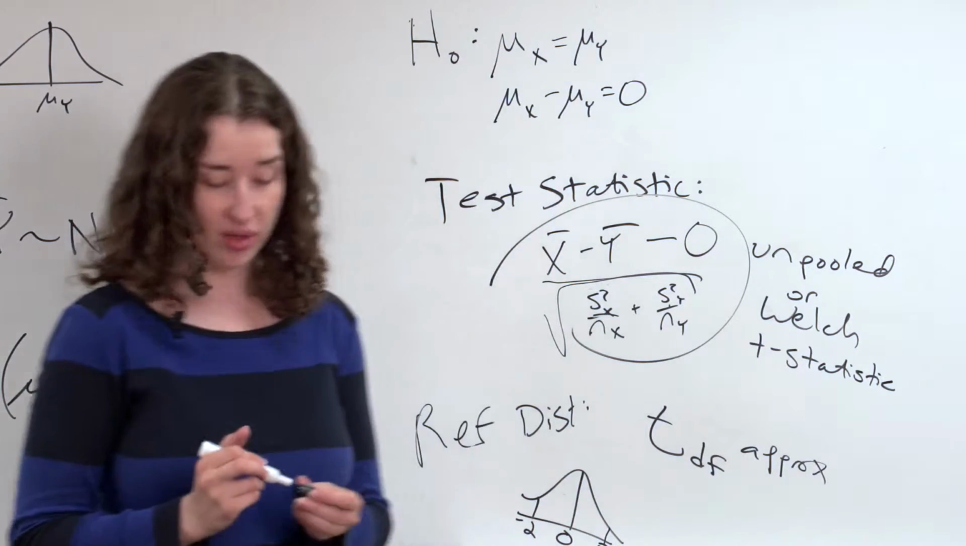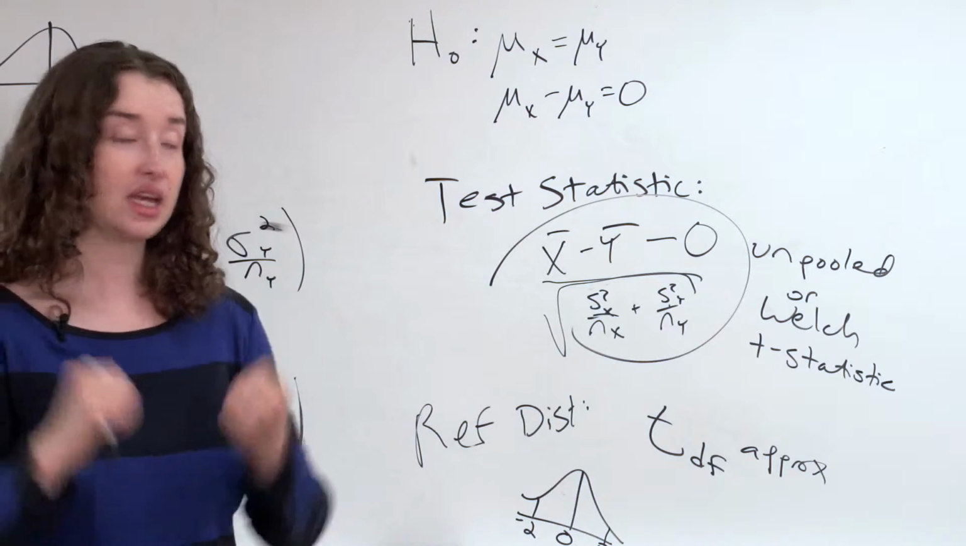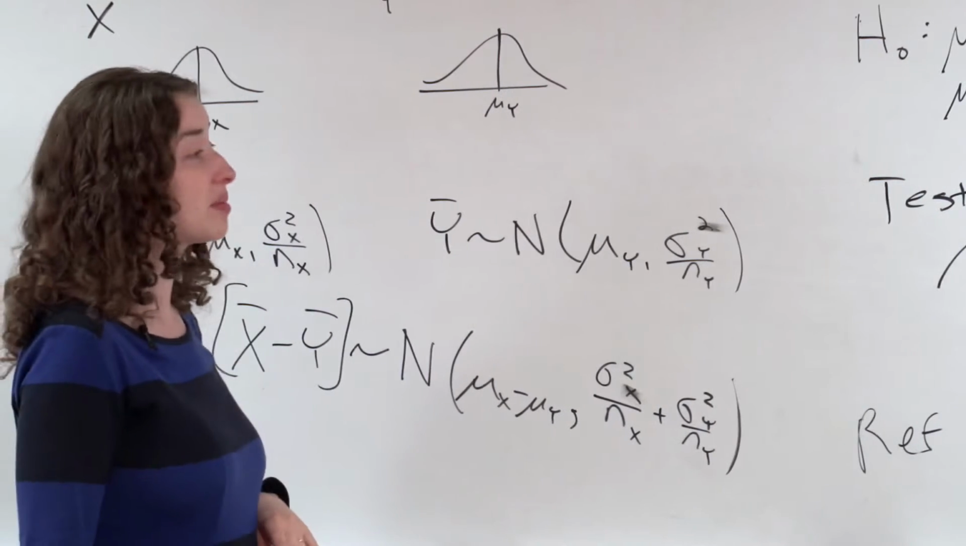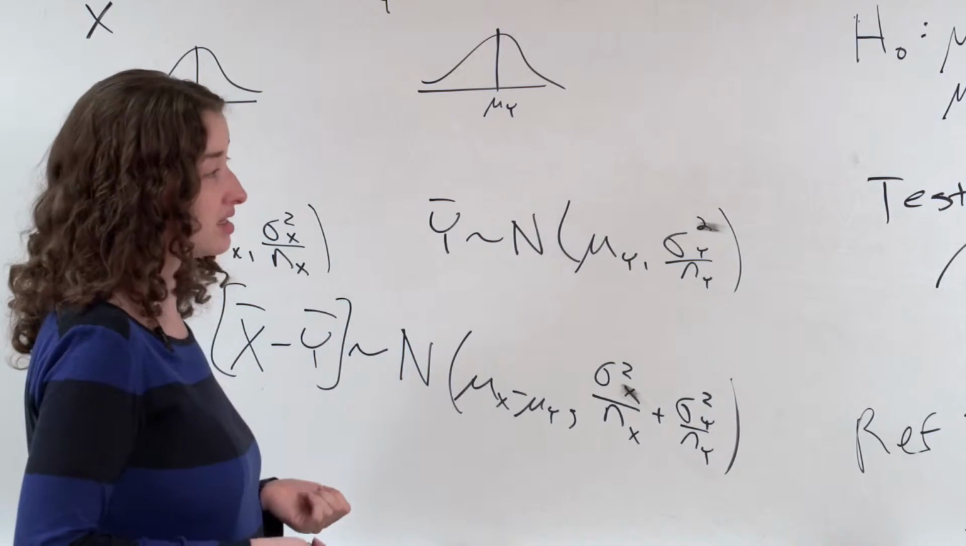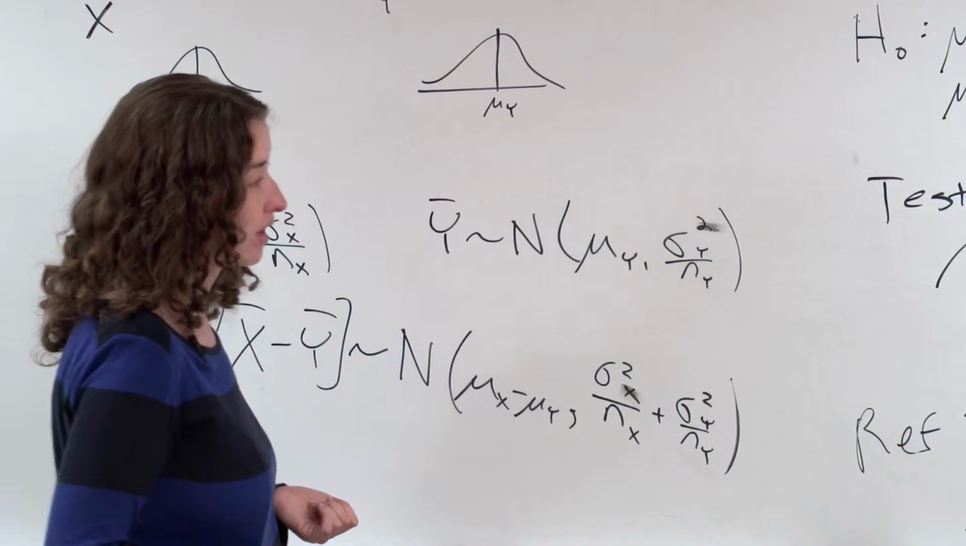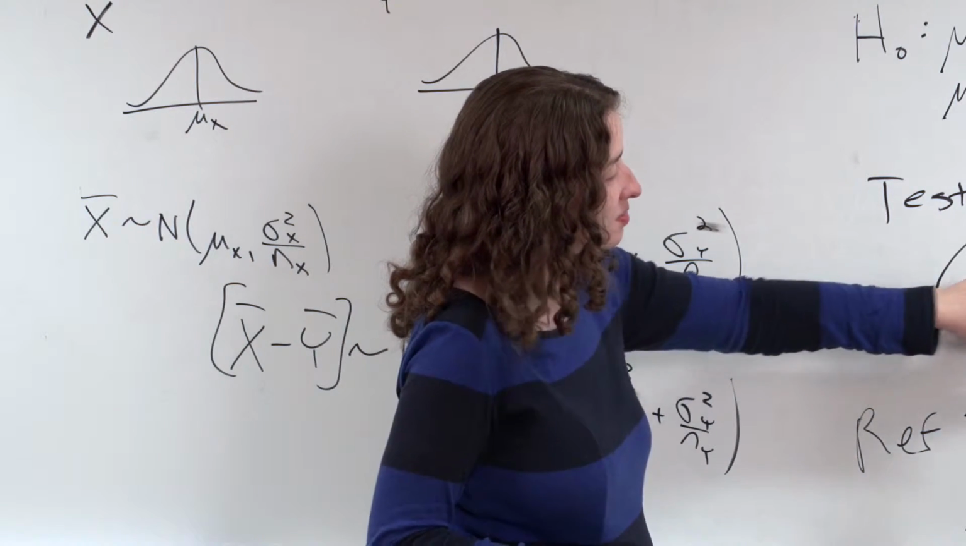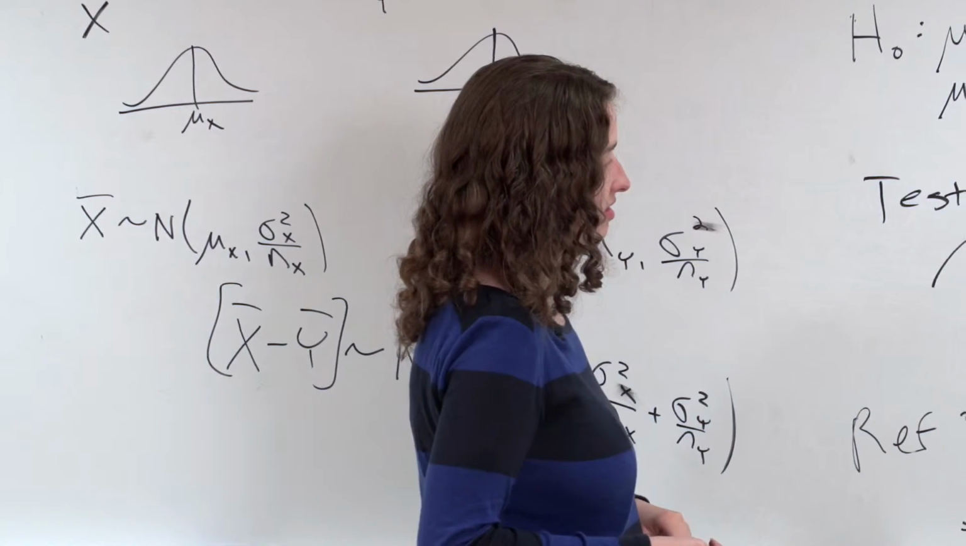What did I have to assume here? I had to assume that I have independent samples from the population. I was supposed to assume that each of those populations was normal. I had to make that assumption. Okay. And then I just plugged in my estimates of the variance.